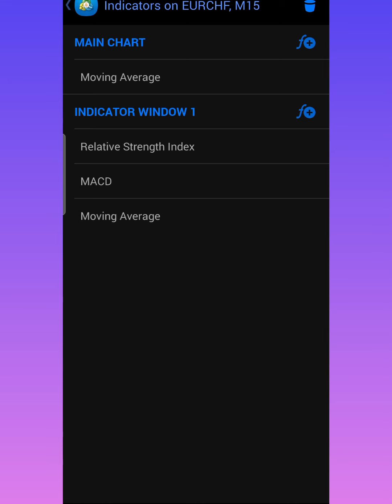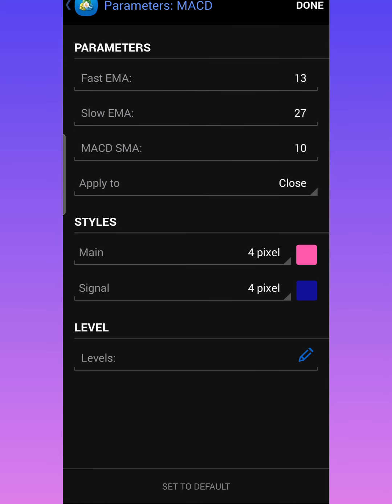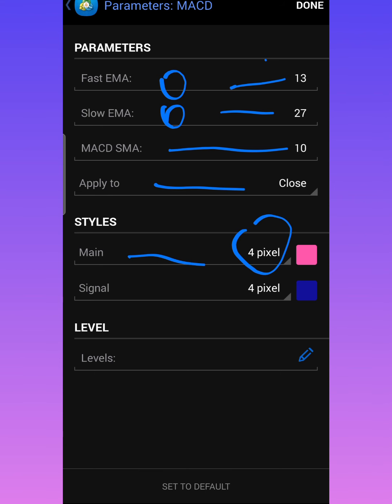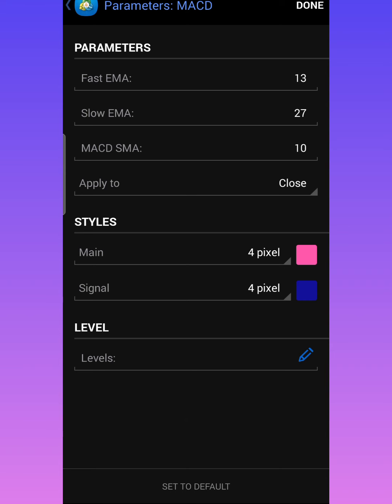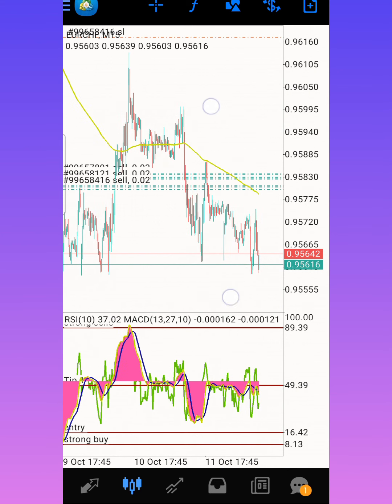So after you got MACD, clicking inside MACD, I'm gonna give you the settings for MACD. It's going to be first EMA 13, 0 EMA 27, MACD EMA 10, apply to close, main 4 pixel, color must be pink, signal must be 4 pixel, and color must be blue. After you've done this one, you're gonna click here, done. Okay, then you're gonna be here.